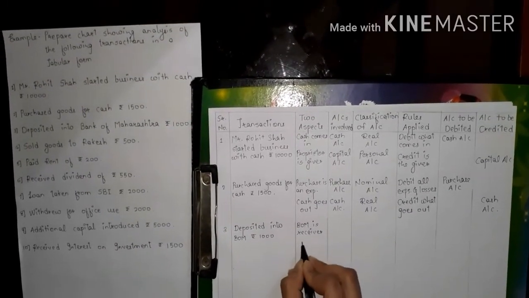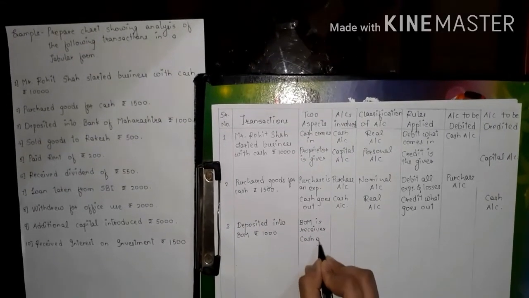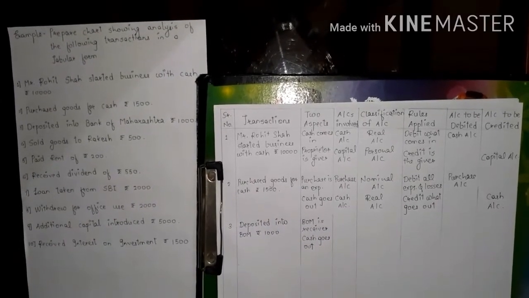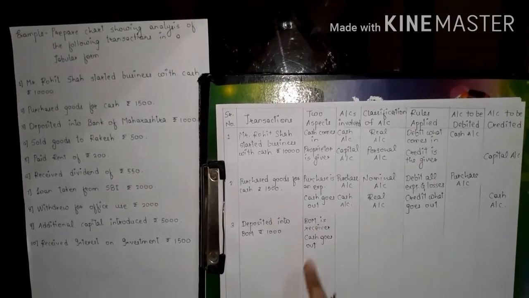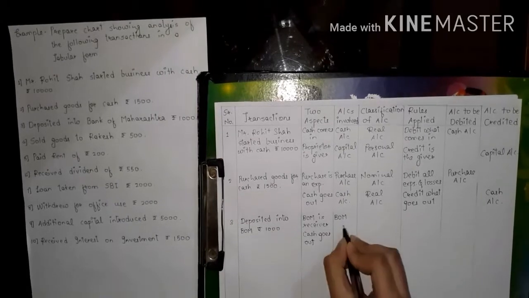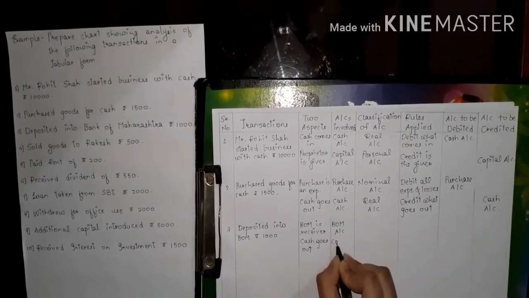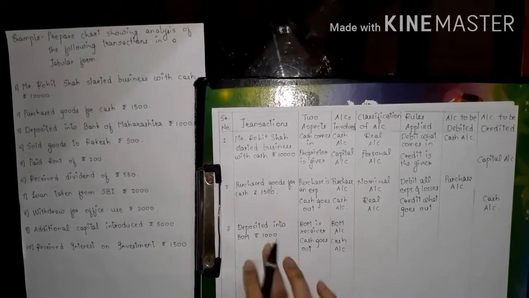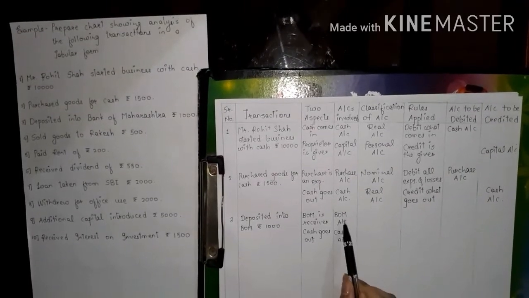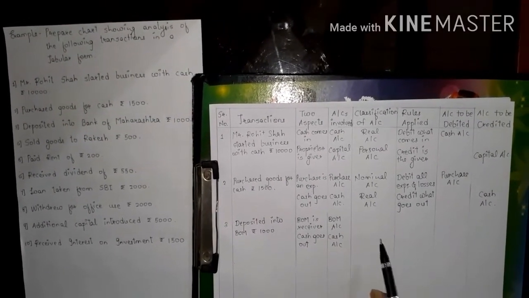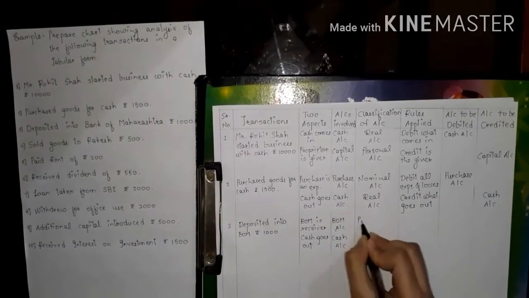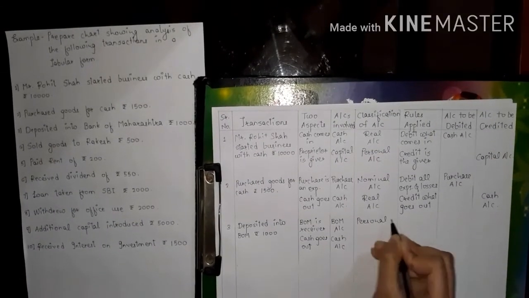So what has gone out of the business? Cash goes out. This is the second aspect. Now we have to see which accounts are involved. First account is BOM, that is Bank of Maharashtra account, and the other is cash account. These two accounts are involved in this transaction. Now, classification of accounts. It is a bank, Bank of Maharashtra. Bank of Maharashtra classifies as a personal account. That is why we will write here personal account.